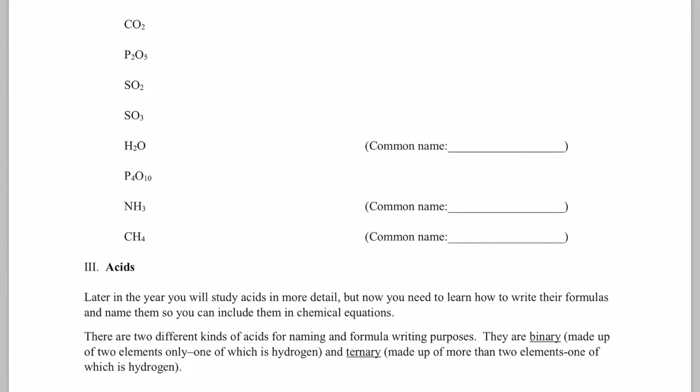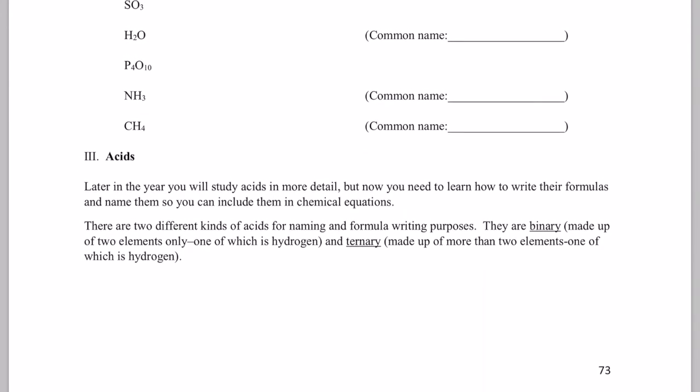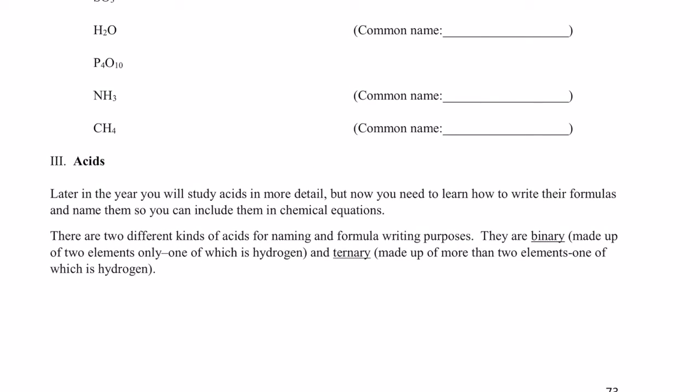Alright kiddos, welcome back. We're going to continue our nomenclature unit, and today we are going to learn how to name and write formulas for acids. Now, later in the year we spend quite a bit of time studying acids in much more detail. But right now we just need to learn how to write their formulas, and we need to be able to name them so we can include them in chemical equations.